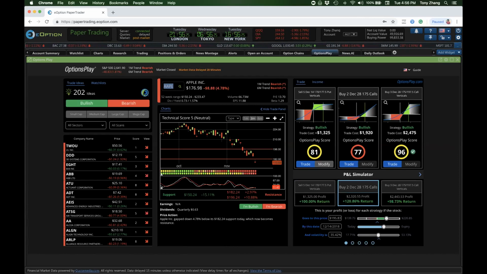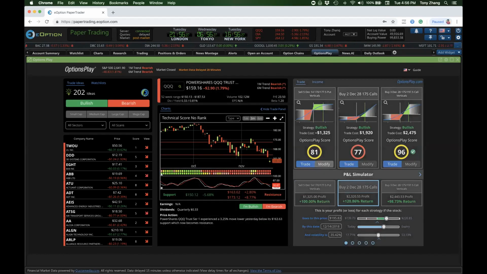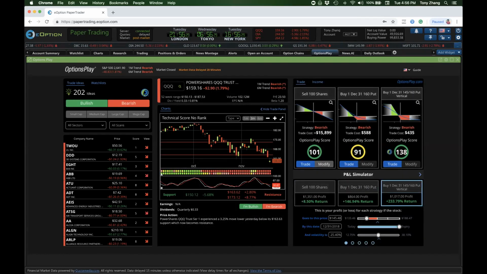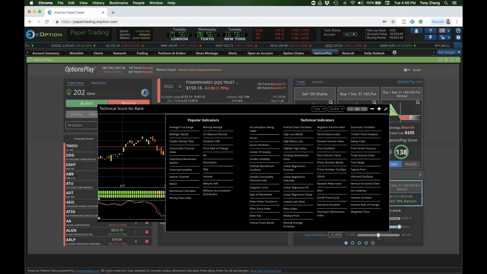So I'll just take a look at one other example here. Let's look at the QQQs. Very popular ETF right now. Certainly with the technology shares down so much, finally broke below a major support level, let's just call it the 160 support level. It closed at 159.16. But this does look quite oversold again, similar to the Apple stock.